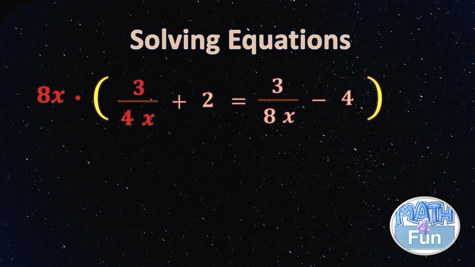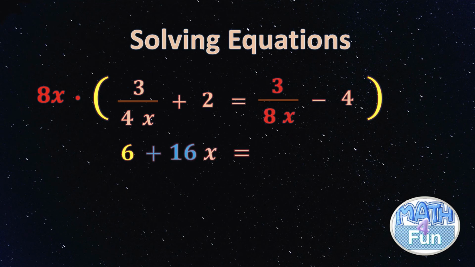And now, instead of multiplying 8x by 3 and then dividing by 4x, we can divide first. 8x divided by 4x, x and x cancel. 8 divided by 4 is 2. 2 times 3 is 6. So here we got 6. Now 8x, we need to multiply it by 2. 8x times 2 is going to be equal to 16x.